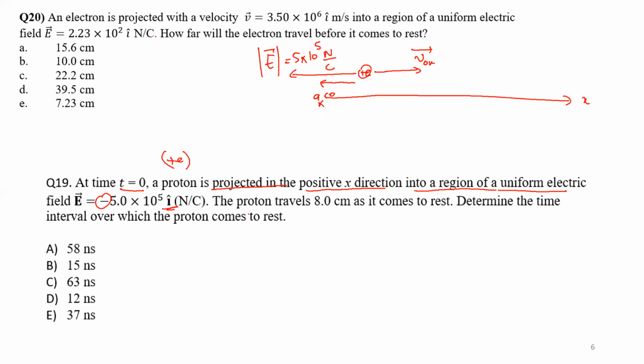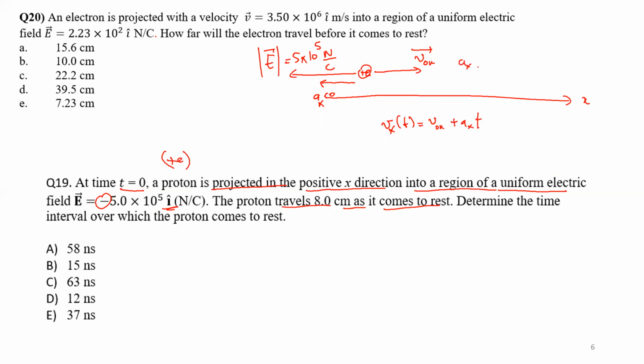Now the question is, the proton travels 8 centimeters before coming to rest. What is the time interval over which the proton comes to rest? Now I'm asking you about the time. Okay, good. Well, you know how to do this, right? So basically, you have vx at any time will be v naught x plus ax t.